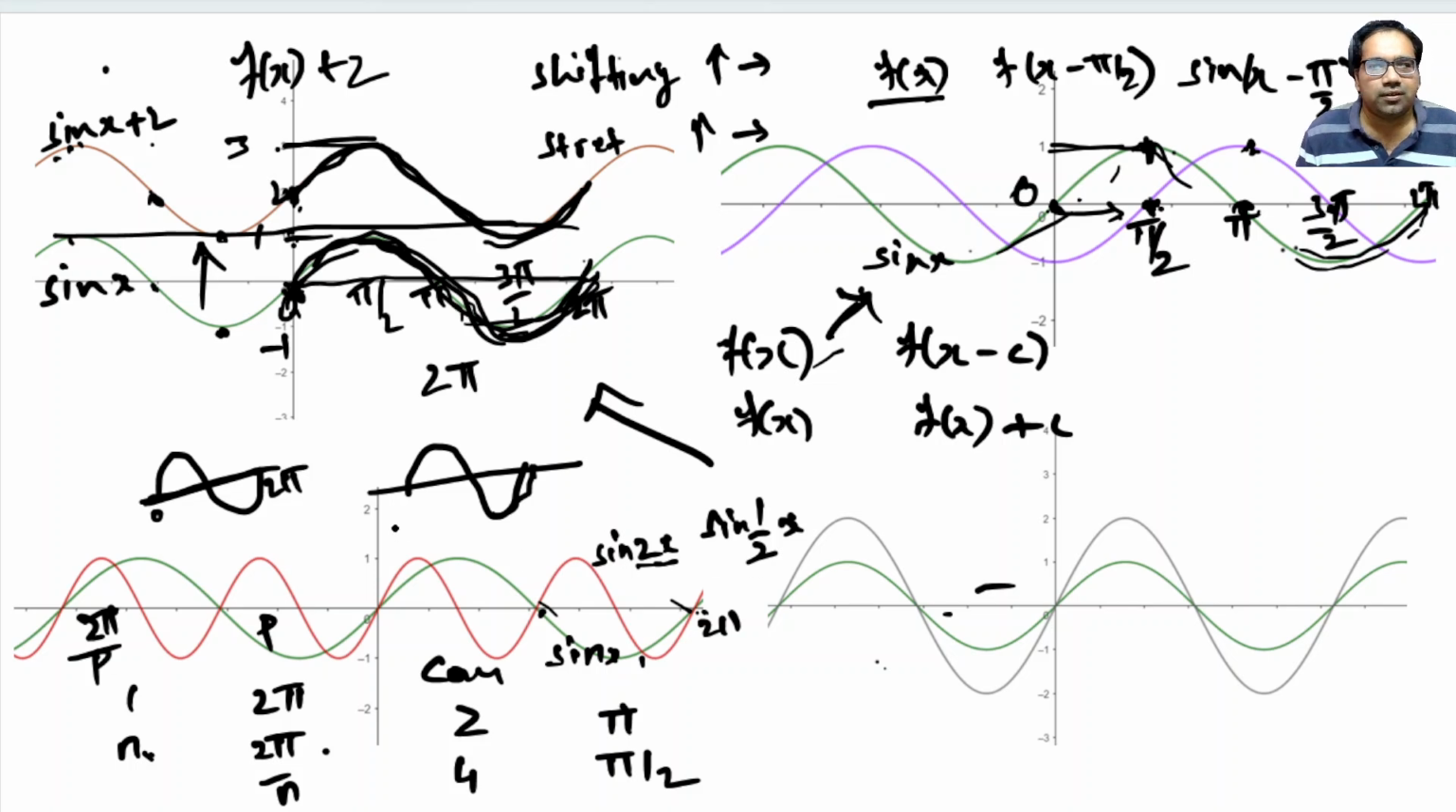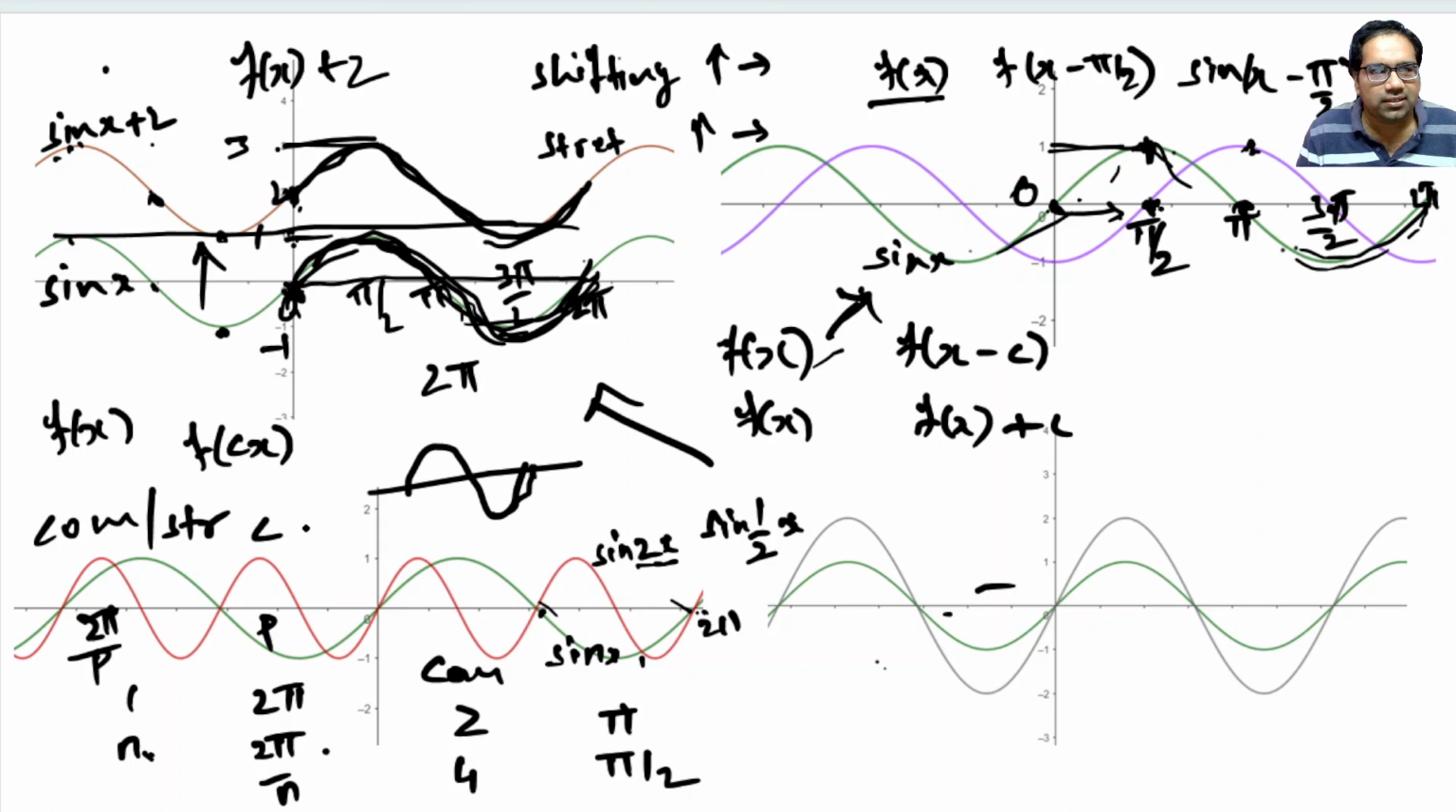Okay. So what does that mean? If f of x is there, then f of cx is compression or stretch based on whether c is greater than 1 or lesser than 1. Okay, this is very good. Now, this is horizontal compression or stretching.